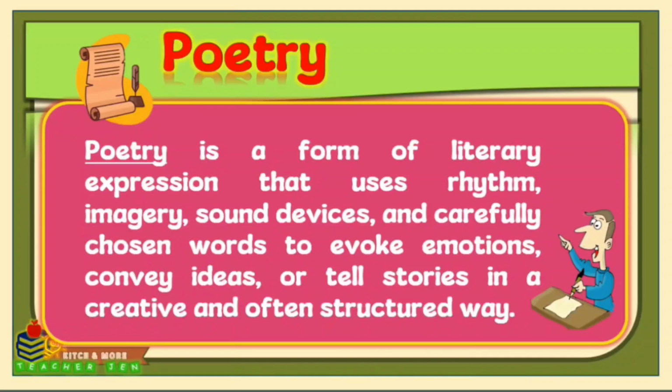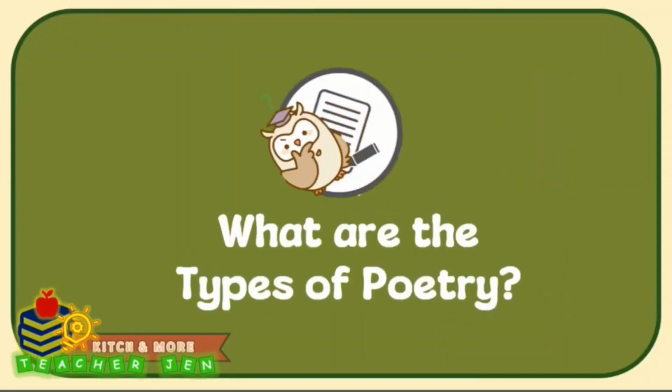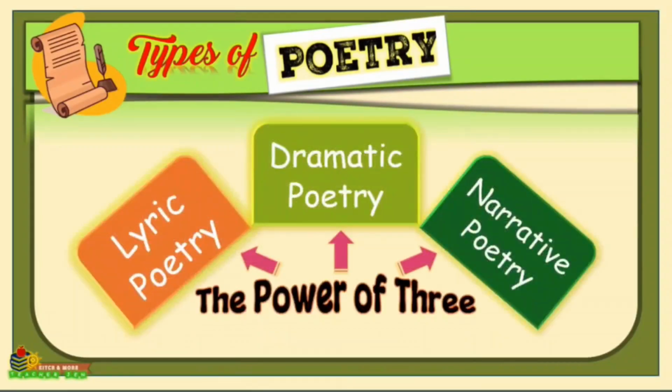Poetry is a form of literary expression that uses rhythm, imagery, sound devices, and carefully chosen words to evoke emotions, convey ideas, or tell stories in a creative and often structured way. Let's talk about the types of poetry. Poetry comes in many forms, but today we're focusing on the power of three: lyric, dramatic, and narrative poetry. Each one has a unique voice, structure, and purpose. Let's get to know them.